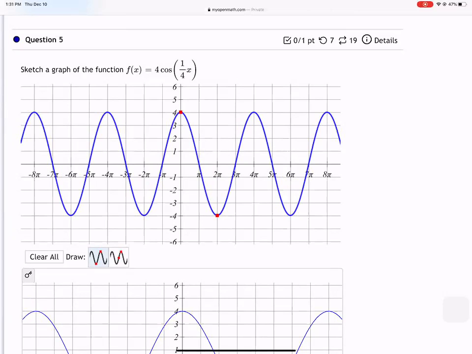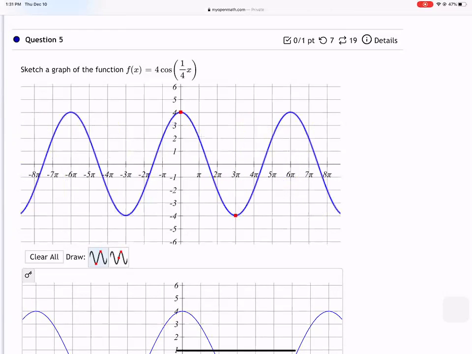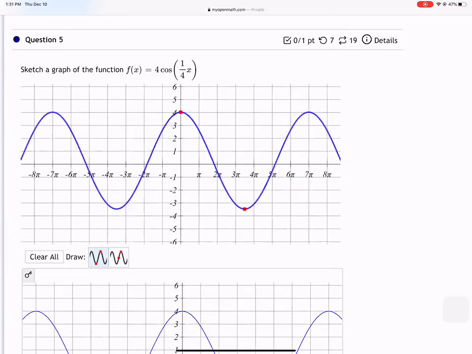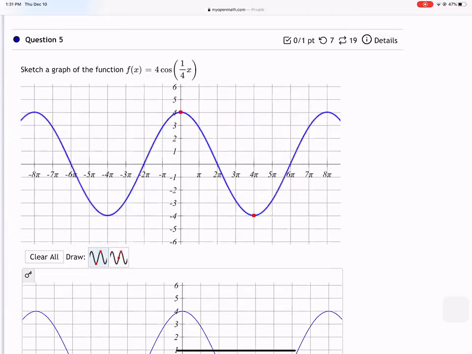But the problem is, remember how we said we have to stop the graph at 2 pi? I'm sorry, at 8 pi? I'm going to keep moving this arrow over till we end up with the graph right here. Why did I choose this point? Because if I start at 0, we're going to end at 8 pi. And take a look. This is one full graph all the way to 8 pi.